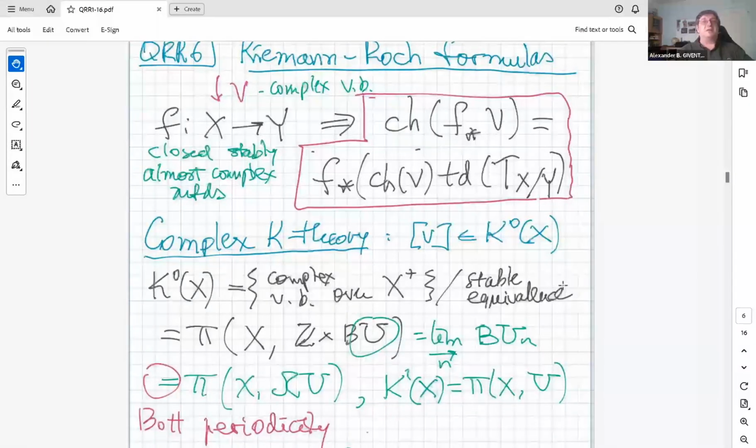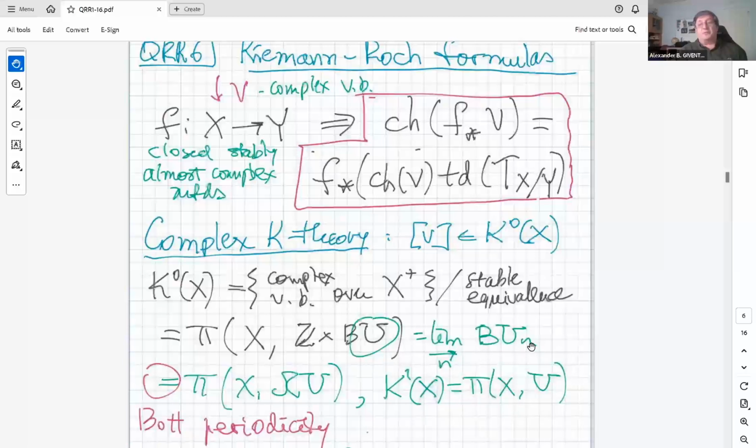Stable equivalence means that the bundles become equivalent after possibly adding trivial bundles to each of them of appropriate dimensions. So it's not immediately obvious that this is a homotopy invariant of the space, but it is because it has this interpretation. It's actually the same as homotopy classes of maps, this pi means homotopy classes of maps from X to this space. So this Z times BU means that there are countably many copies of the same space BU, disjoint union.